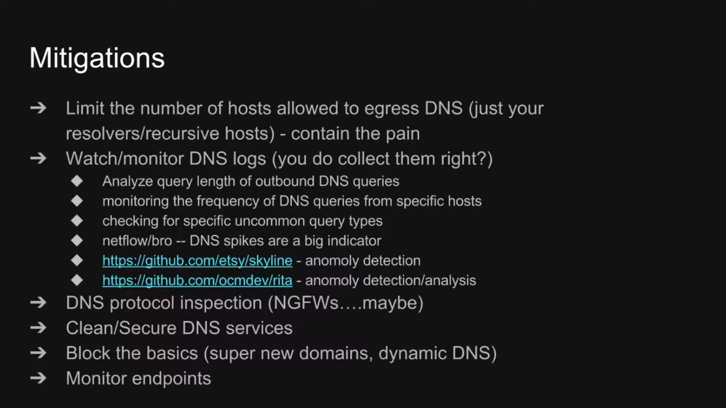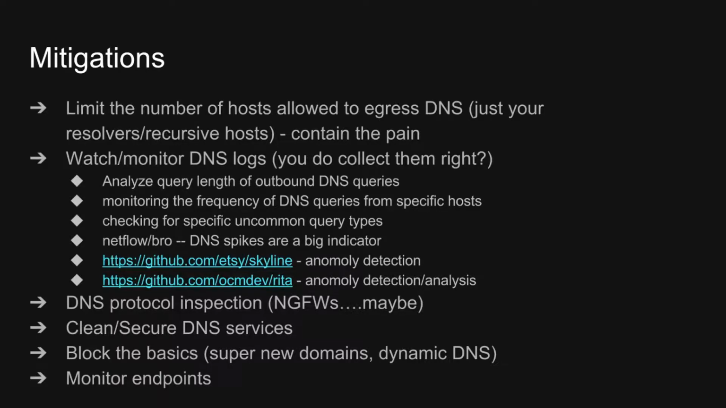All right, DNS spikes using NetFlow or Bro, and then there's some other ways to detect anomalies. Nate threw these in there and they make a lot of sense. Skyline and RITA, I've not wired either of those two up, but they would be another layer on top to help you do some detection. You might get away with some protocol inspection with your next generation firewalls or proxies, but that's a big maybe. I didn't do any testing, but pretty sure you can get away with it.